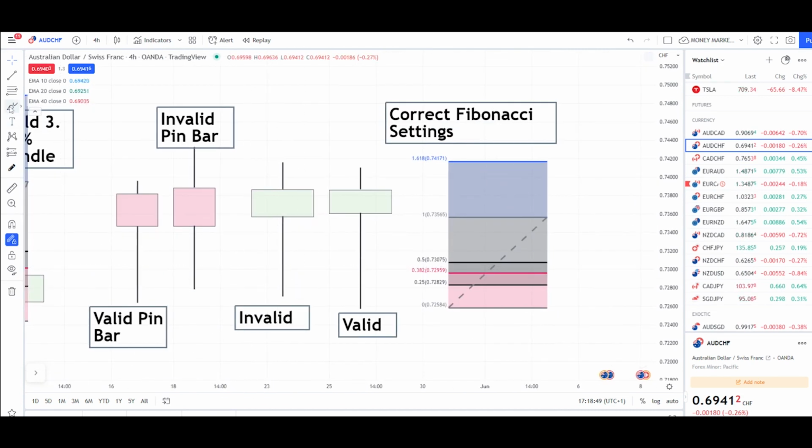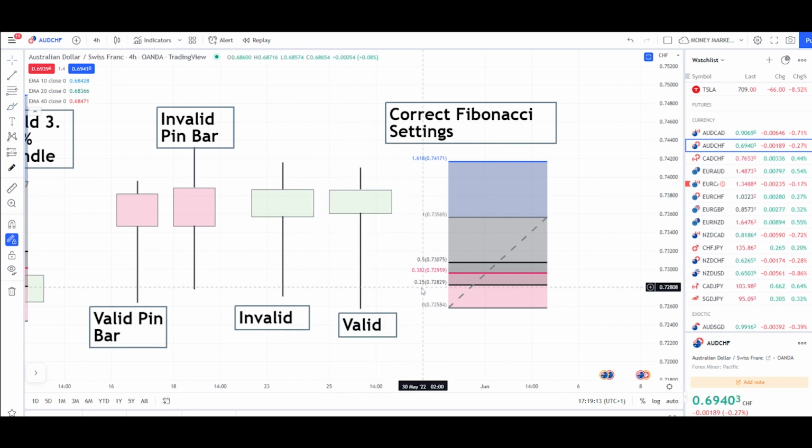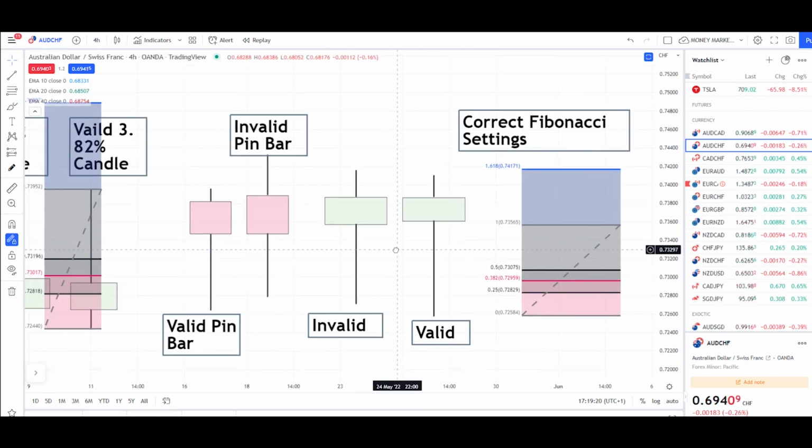So now let's check the valid 382 candle. This is now a bullish example from the lowest wick till the top of the wick right here. So here you can see the 382 is below the body, making this a valid 382 candle. So this is how you read your candlestick pattern correctly using your Fibonacci tool, which is a very, very important and powerful tool to take your entries as well. And based on that, we take our entries.